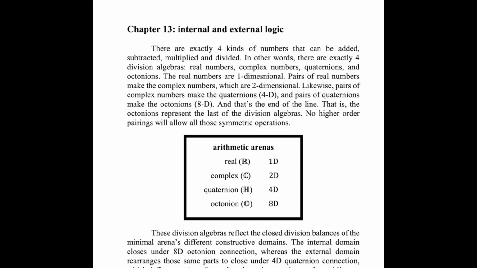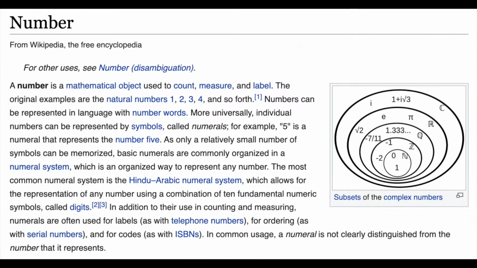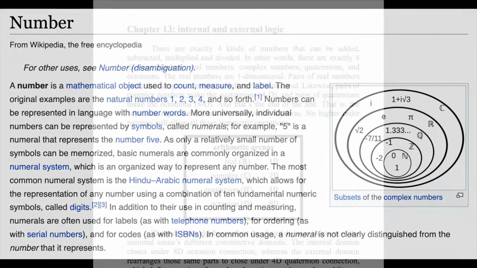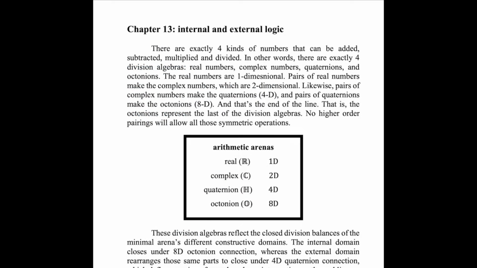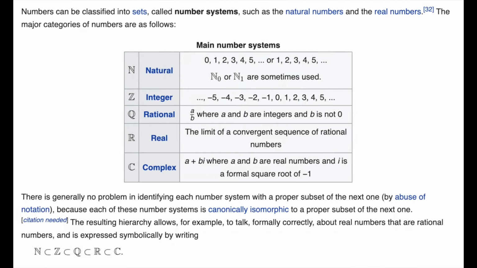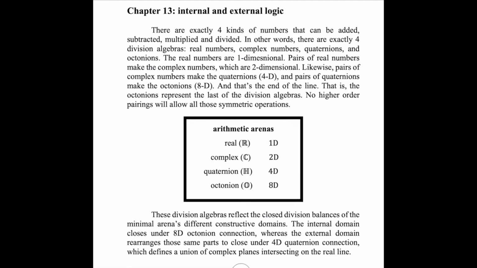The real numbers are one-dimensional. Pairs of real numbers make the complex numbers, which are two-dimensional. Likewise, pairs of complex numbers make the quaternions, which are 4-dimensional, and pairs of quaternions make the octonions, which are 8-dimensional. And that's the end of the line. That is, the octonions represent the last of the division algebras. No higher order pairings will allow all those symmetric operations.